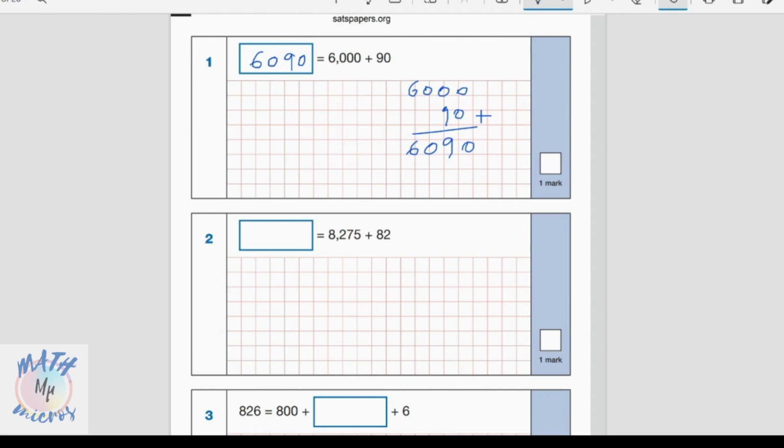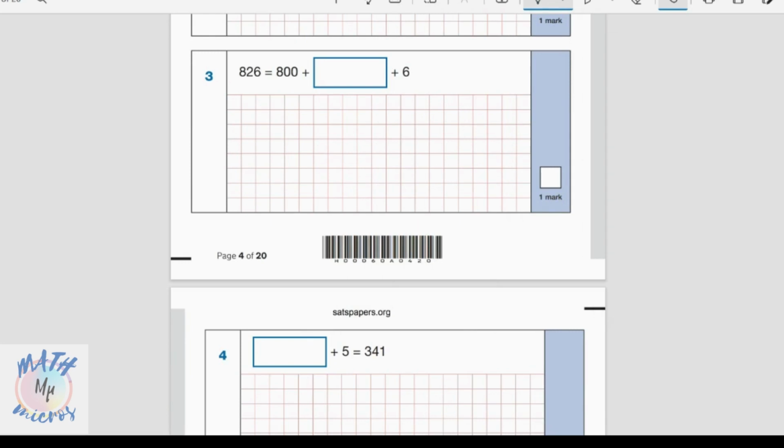8275 plus 82 is equal to what? So this is going to be the normal one. You add 82 to this 8275. So you get 5 plus 2, 7. And 7 and 8 is 15. Alright, the 1 is carried over, and 1 and 2 is 3, and the leftover 8. So the answer is 8357. Move on to the third question.